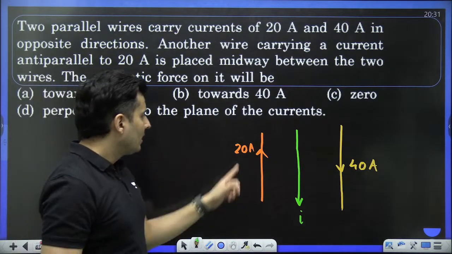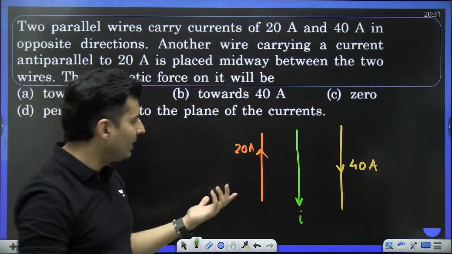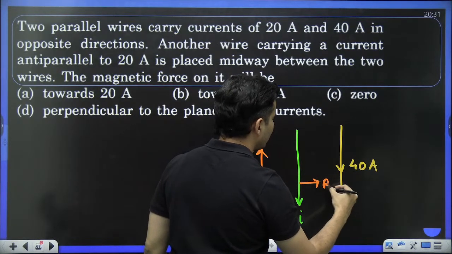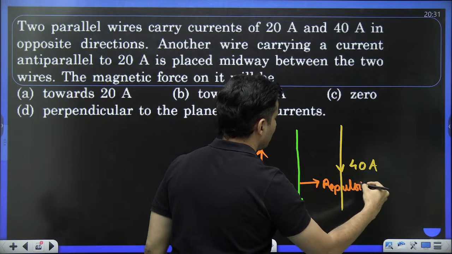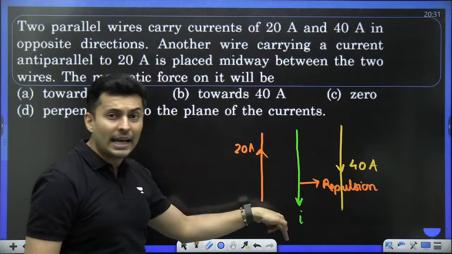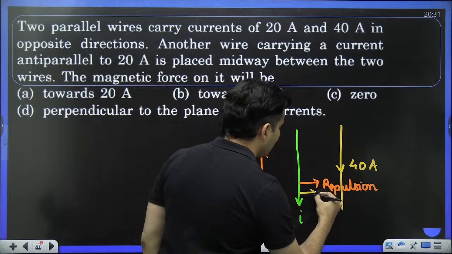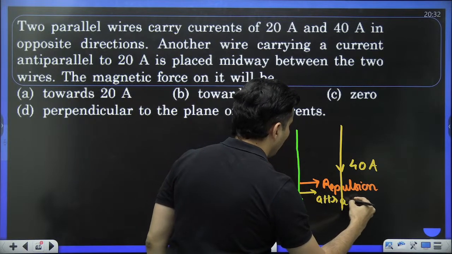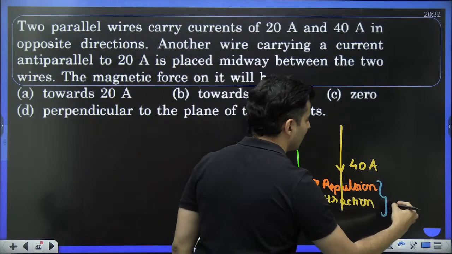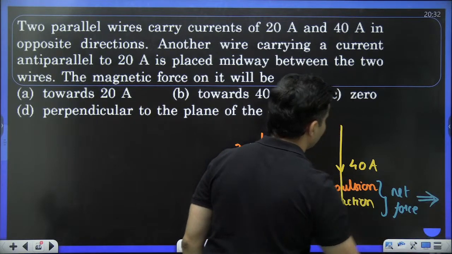Think logically. This wire and this wire are carrying opposite currents. Opposite means repel. So obviously 20 amperes current will create a repulsive force. There will be a repulsion between them. 40 amperes and I amperes are in the same direction. Same means attract. So definitely there will be attraction because of the 40 amperes. Obviously both are in the same direction, so net force will 100% be towards the right side.